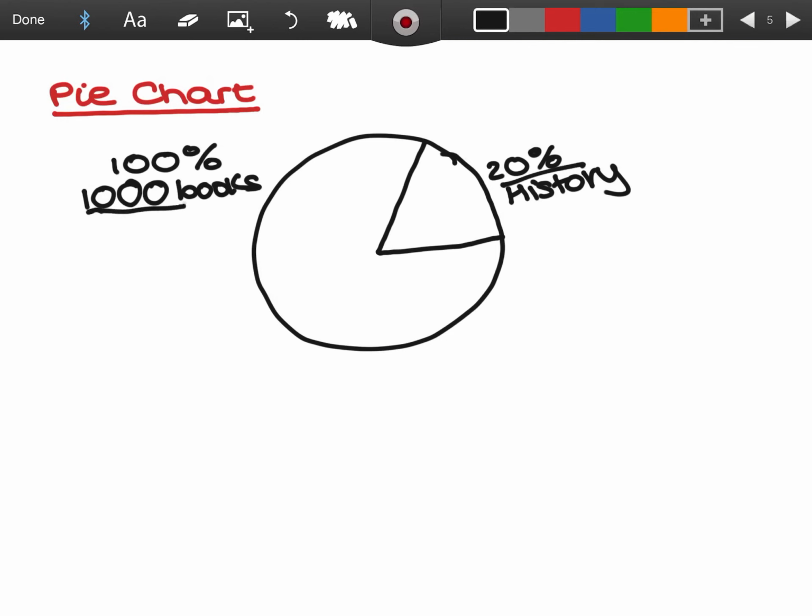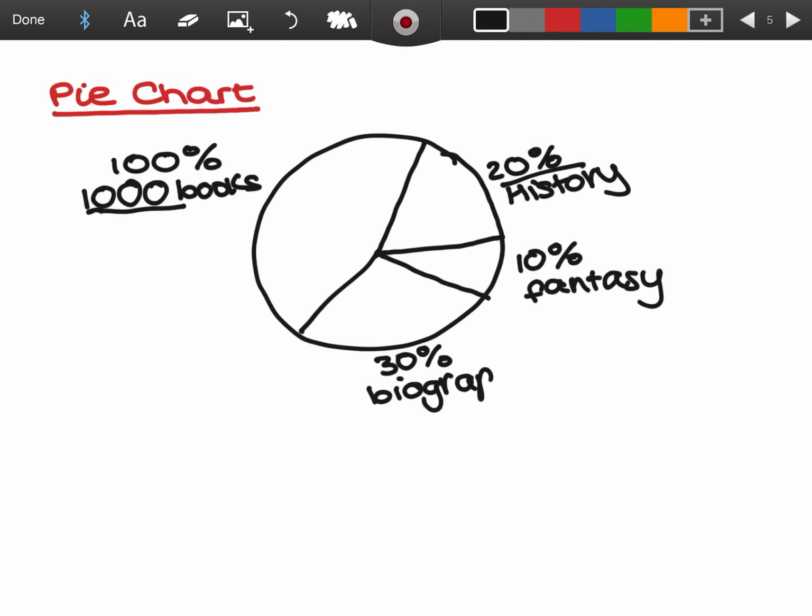It will give you the proportions for each particular category. So you could have 20% of them were history books. Let's say 10% were fantasy books, and then 30% could be biographies, and you can keep going. But you must make sure that you can take a percentage of a whole number, because they will ask you that in your homework. They'll say, how many biographies were sold on this particular day? You take 30% of 1,000, which is 300. So make sure that you can do that.